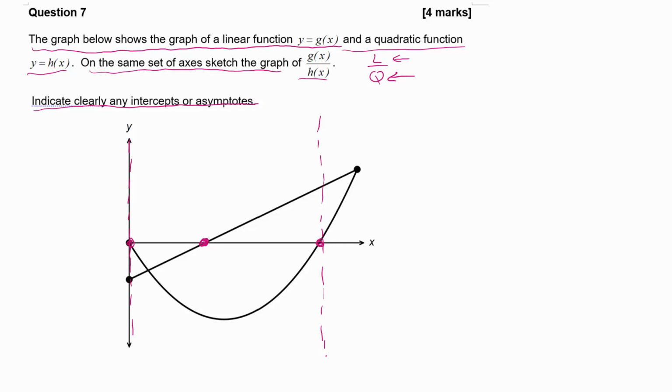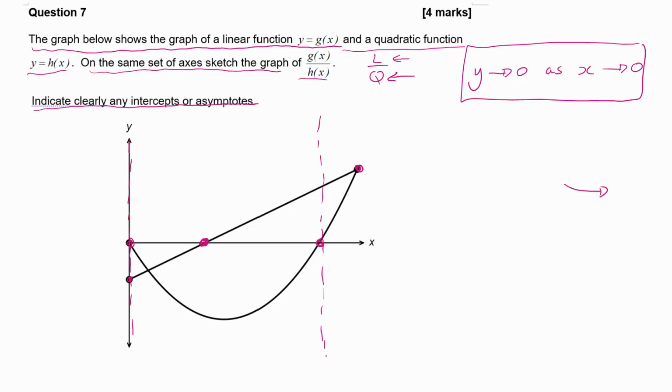Because the quadratic is on the bottom, y is going to tend to 0 as x tends to infinity, just because we've got a squared on the bottom and an x on the top. Although, having said this, the graph does stop at this point and this point, so it's not actually going to go off to infinity, and it would be a mistake to put the arrow on the end.